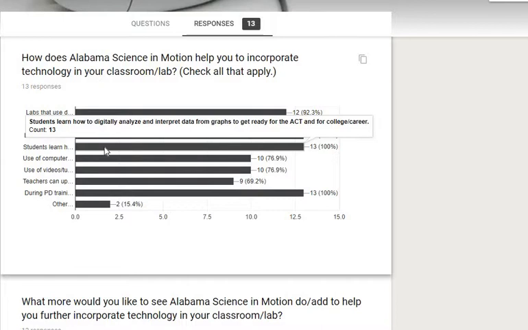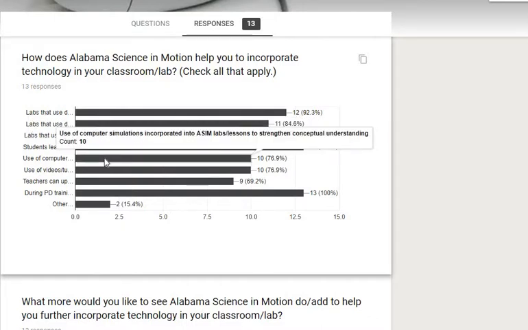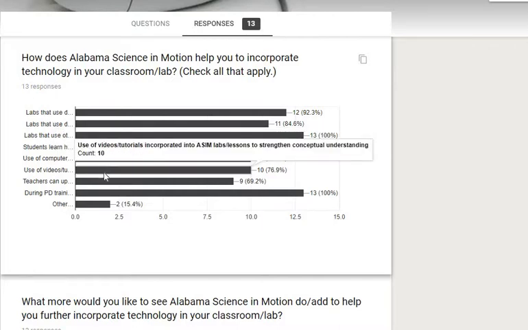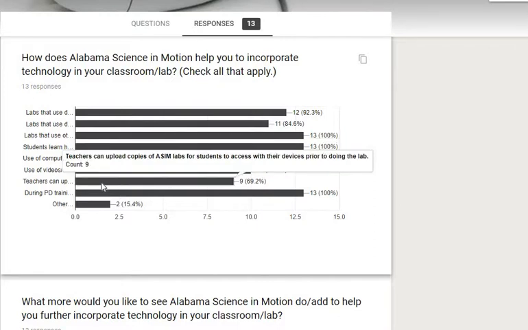All 13 mentioned that students learn how to digitally analyze and interpret data from graphs to get ready for the ACT and for college and career. 10 of the 13 mentioned that they use computer simulations incorporated into the Science in Motion labs and lessons to strengthen conceptual understanding. 10 of the 13 also said the use of videos or tutorials that are incorporated into the Science in Motion lessons are important ways to help them incorporate technology.